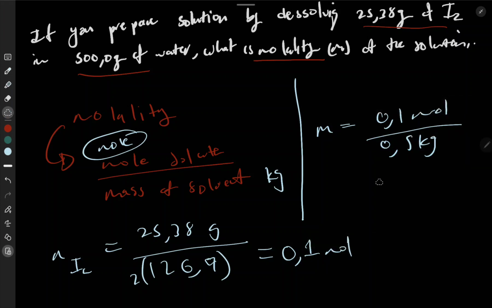Then here we plug in that 0.5. So now we can do the math. This is just a half of this. If you divide by half, it's like you're multiplying by 2, right? So we're just going to have 0.1 multiplied by 2, which is 0.2 moles per kg.